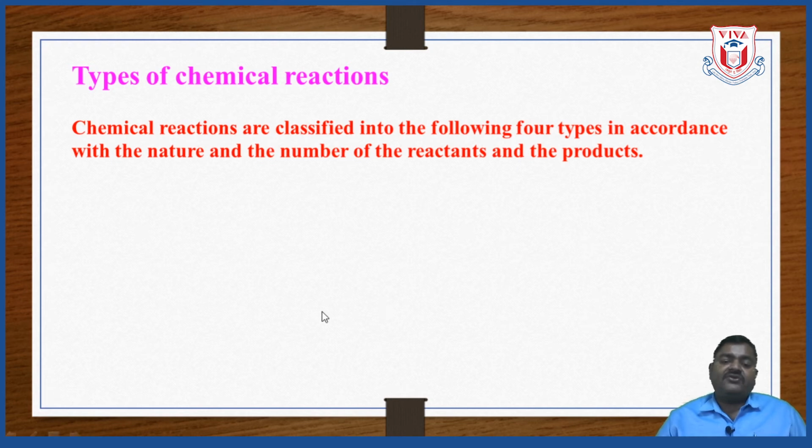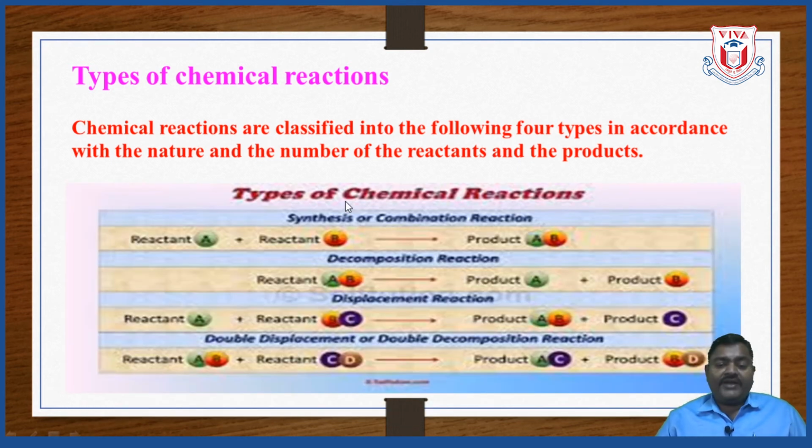There are 4 types of chemical reaction. You can see over here types of chemical reaction. One is the combination reaction, second is the decomposition reaction, third one is the displacement reaction, fourth one is the double displacement reaction.